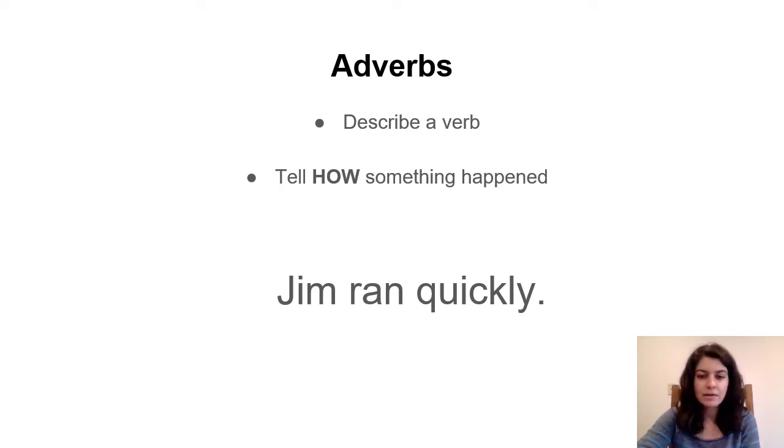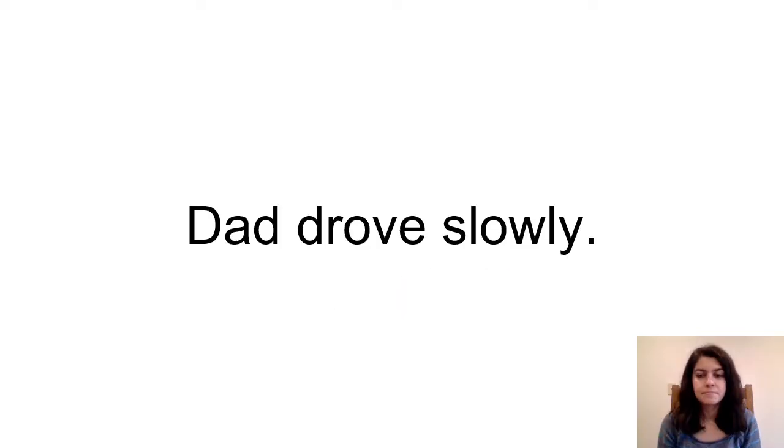Jim ran quickly. What's my verb in this sentence? What is the action? Ran. So to find the adverb, we want to ask, how did Jim run? What word is the adverb? Quickly. Jim ran quickly. Quickly is your adverb. Let's keep practicing hunting for adverbs in these next few examples.